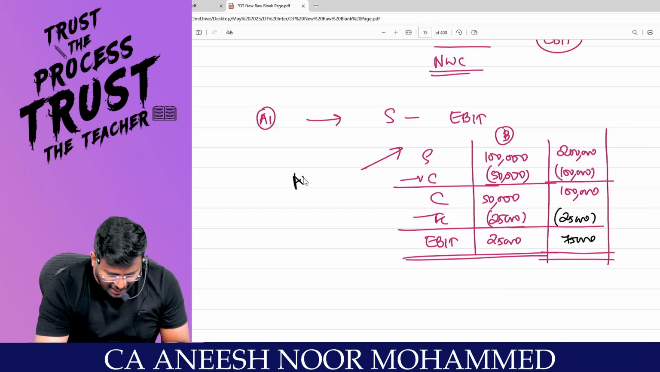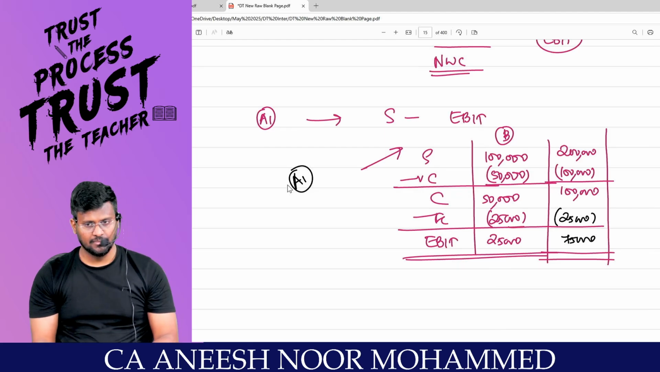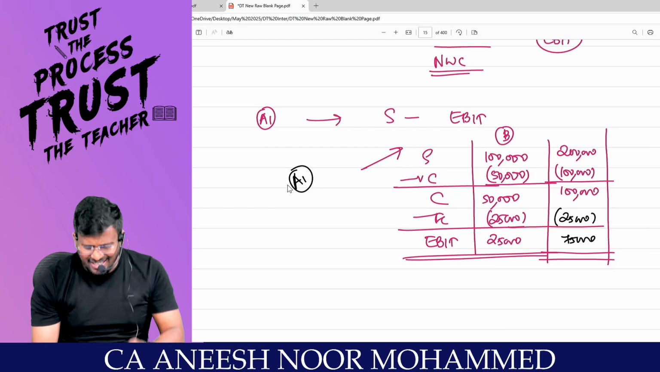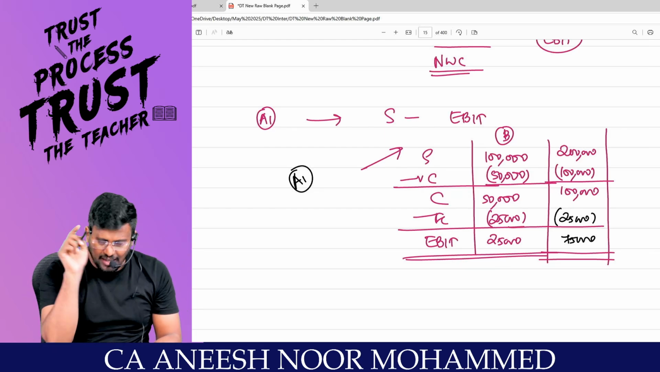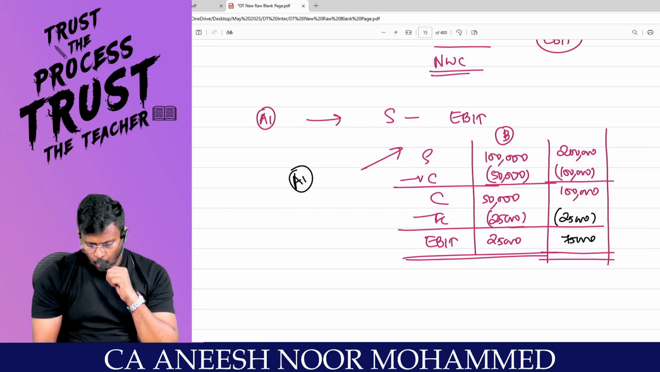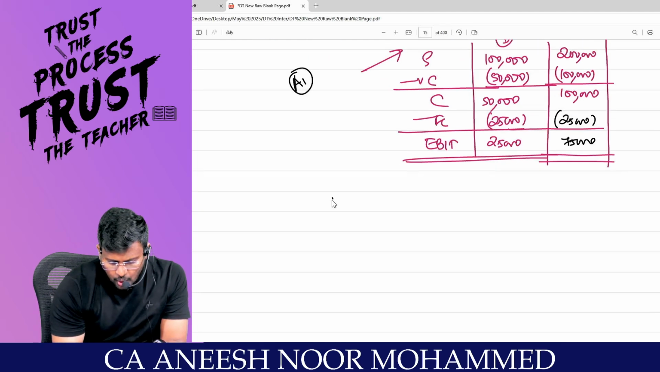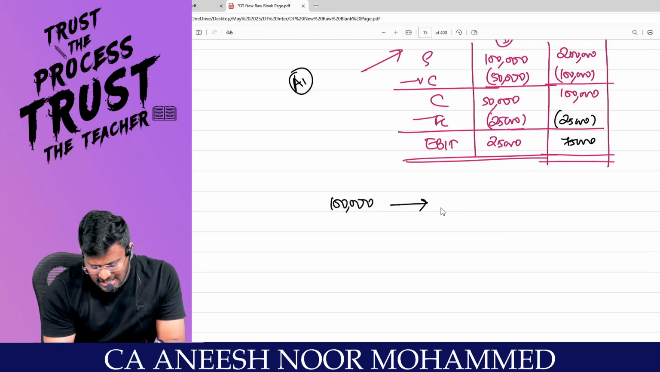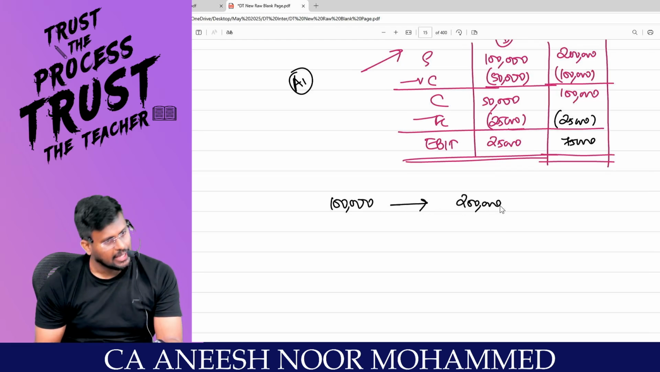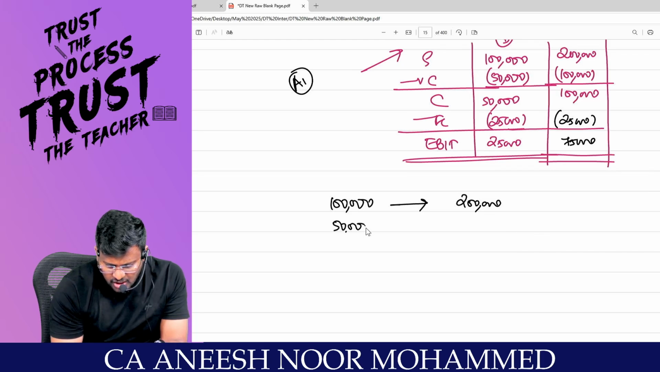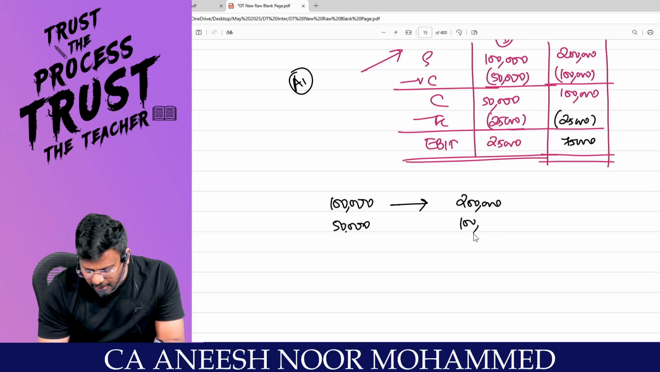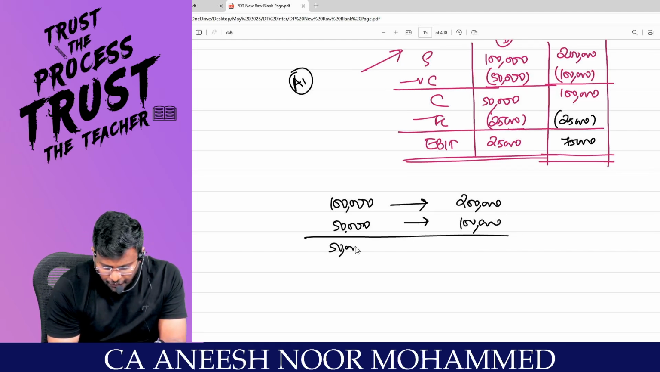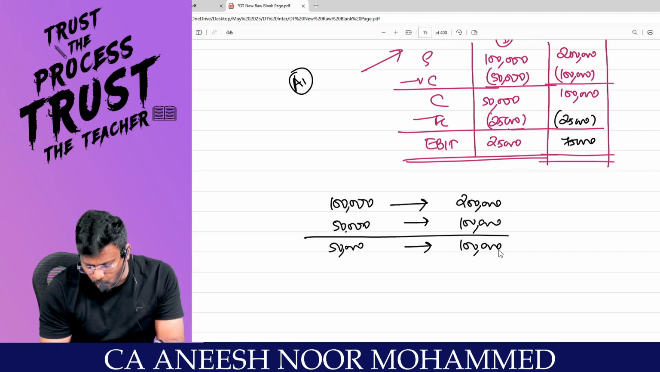From here, analysis number 1 is starting. Our subject is making one analysis. Understand what the analysis is, logically. What this subject is saying is that your sales was 1 lakh. Yes, sir. It has been raised to 2 lakh. Correct. Your variable cost was 50,000. It has been raised to 1 lakh. Your contribution was 50,000. It has been raised to 1 lakh.